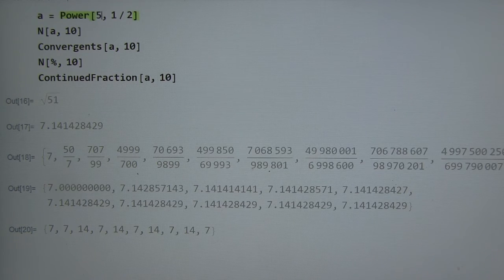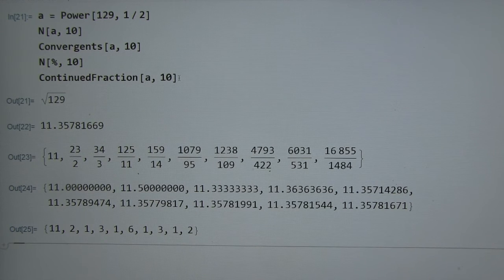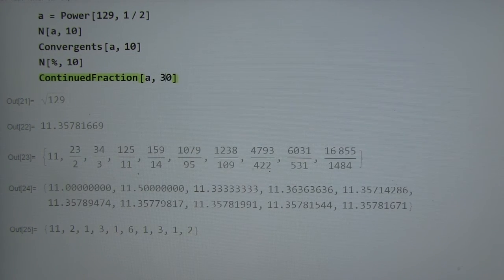Okay, let's see, we can go 129, maybe. All right. Just see if we get a pattern. Well, let's see, 11 plus 1 over 2, 2, 1, 3, 1, 6, 1, 3, 1, 2. So we're alternating 1s every time, but this next term isn't constant. We go from 2 to 3 to 6. Yeah, so on that last continued fraction A10, change it to A30. So we're not sure if we're repeating here, but we're only looking at 10, so maybe.